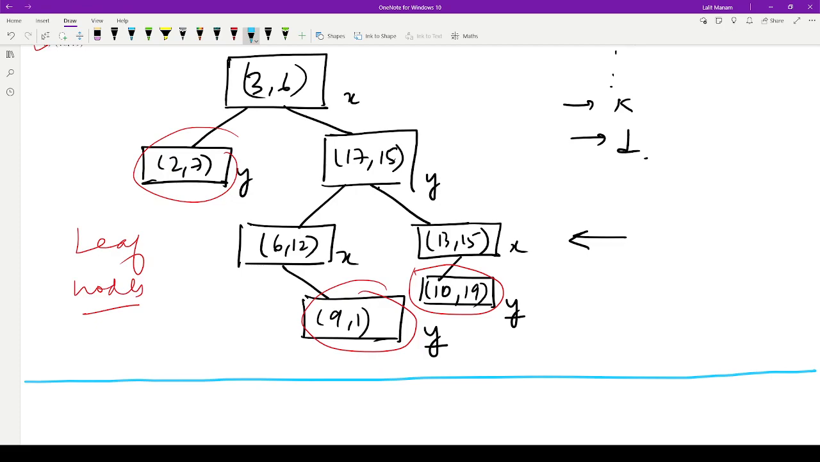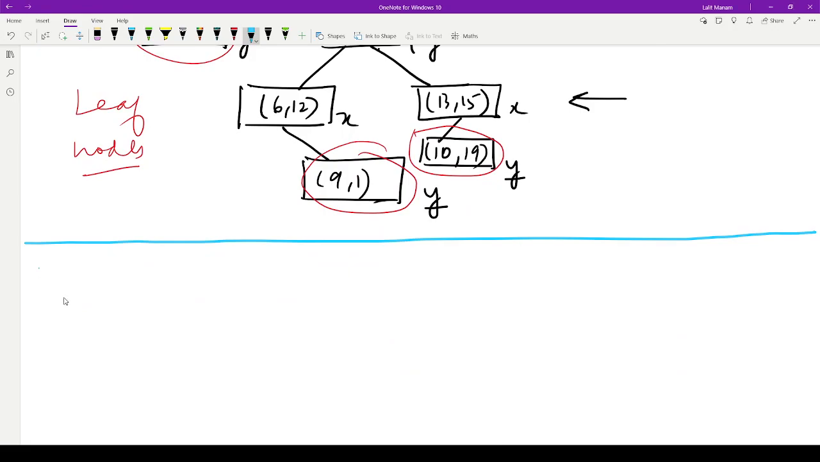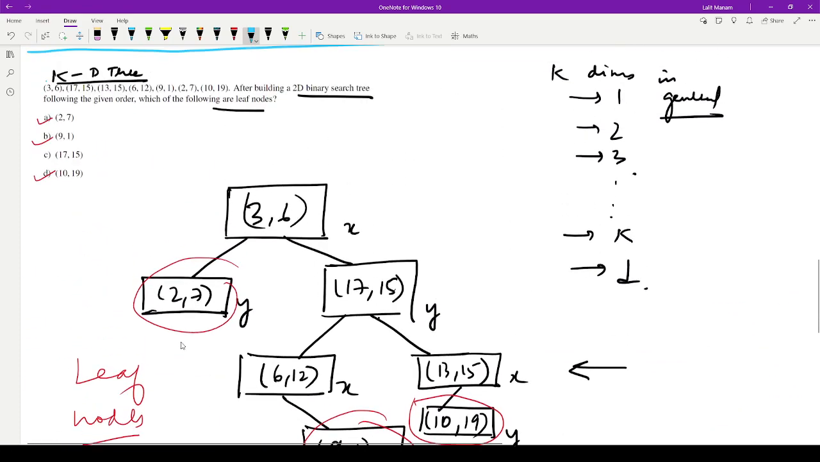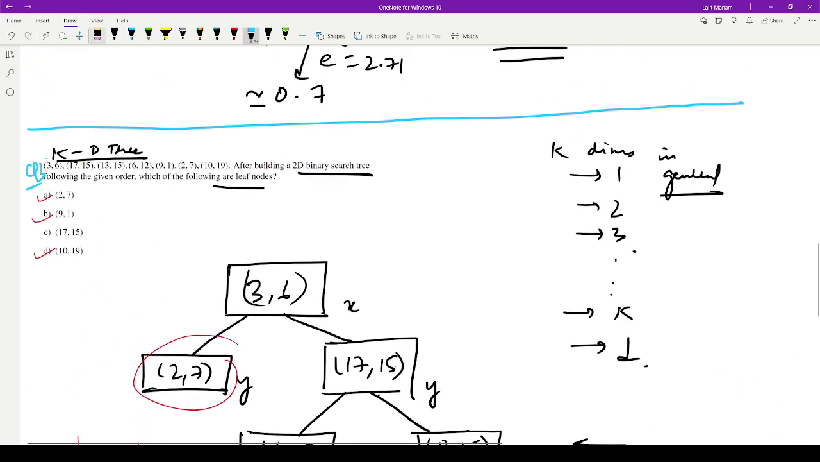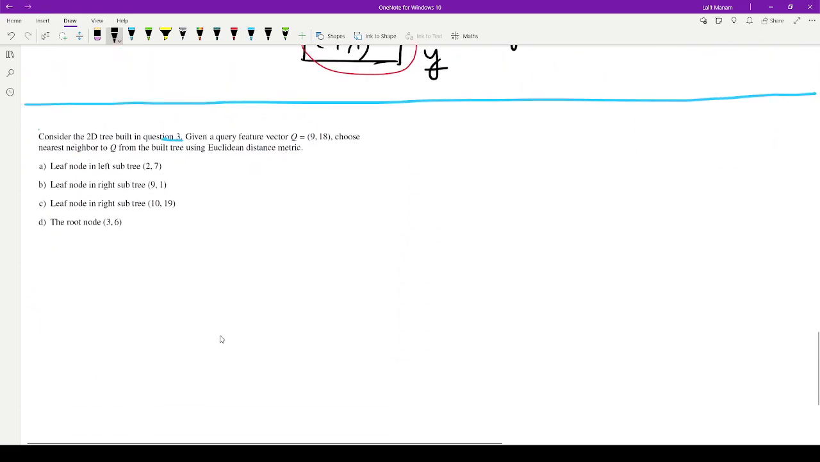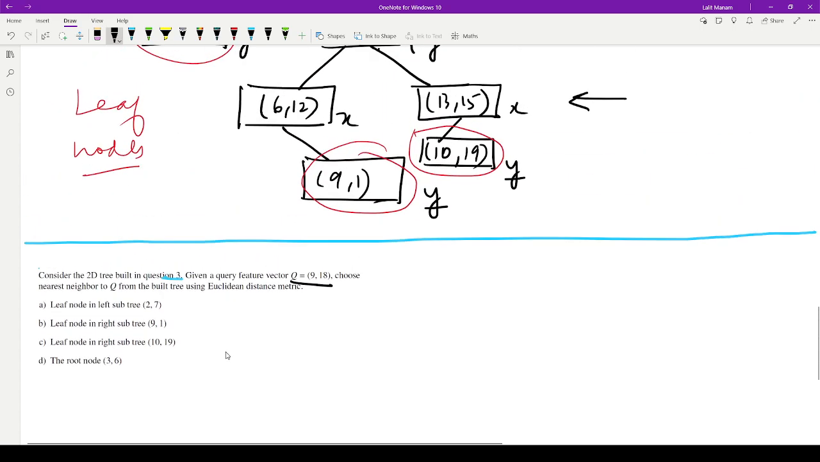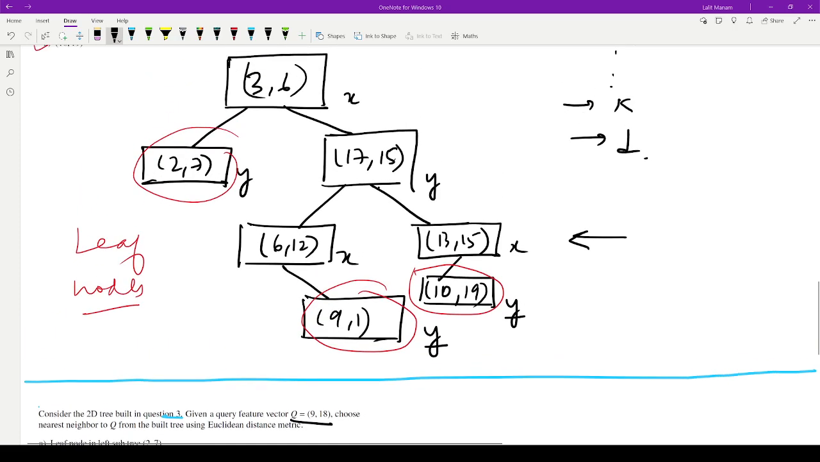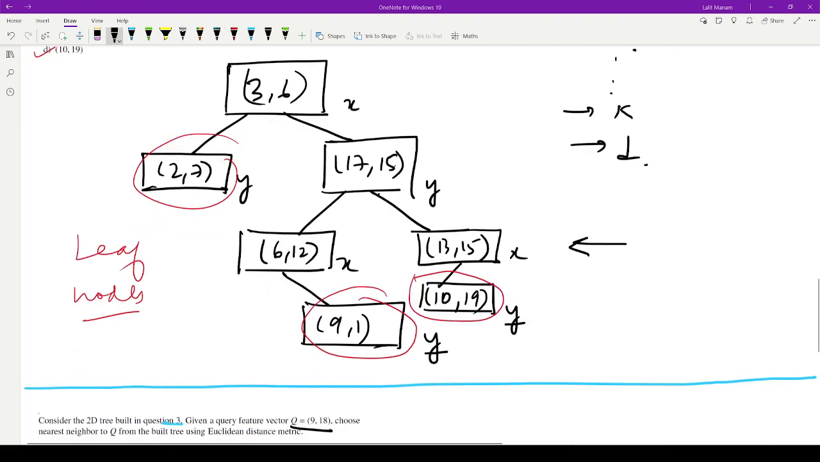The next question is also easy, I guess. Based on the previous question, question three, which is this one. Now you are given a query feature vector. This is where your matching comes in. From one image you would like to build the KD tree, and from the other image you will get a query feature vector, and you would like to see which feature vector it corresponds to in the reference image. Okay, so for this, I'll just copy this.